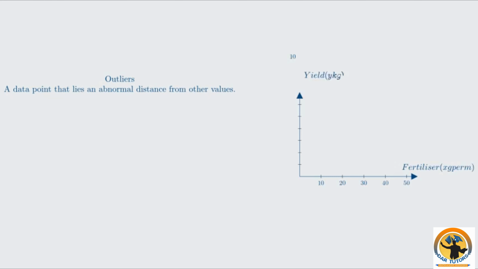Consider this data set about the yield of pumpkins. If we plot the data, we can see a general linear trend, but one point where x is 50 appears to be an outlier. The yield is lower than we might expect based on the amount of fertilizer. Let's calculate the statistics both with and without this outlier.